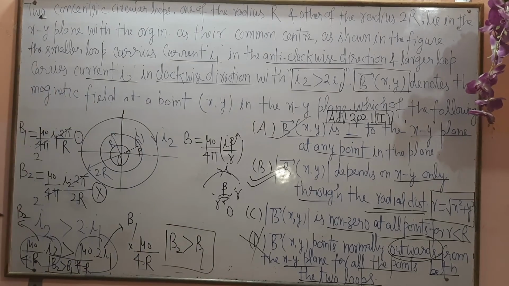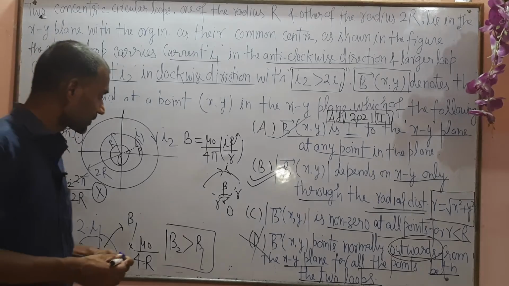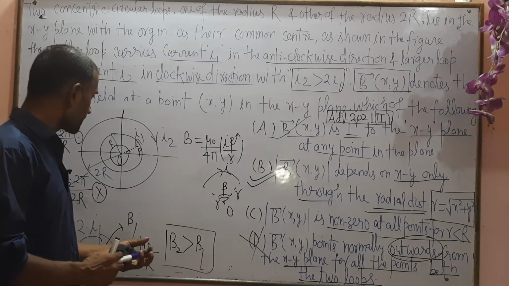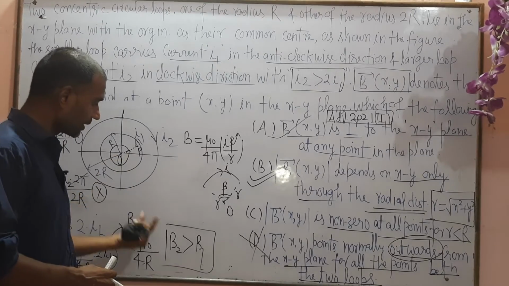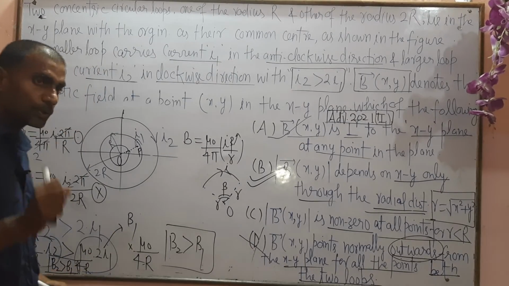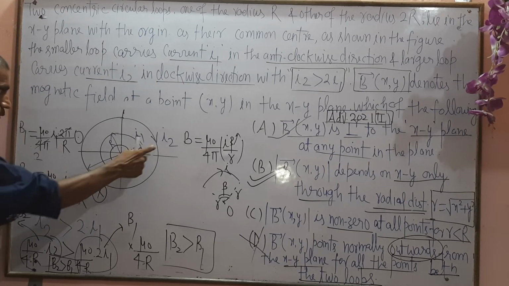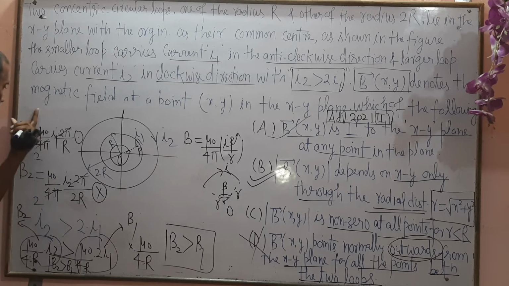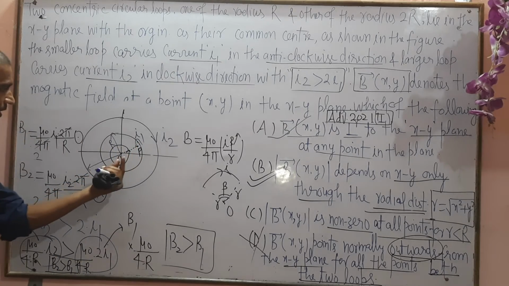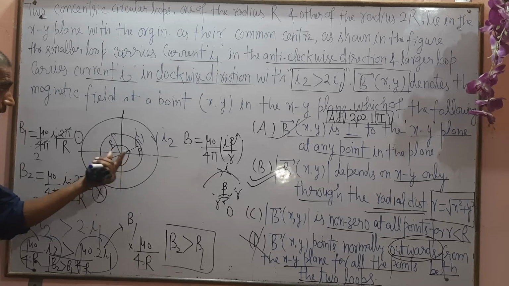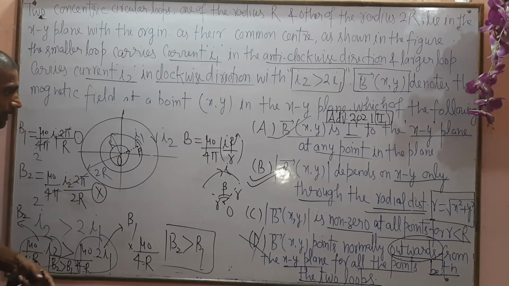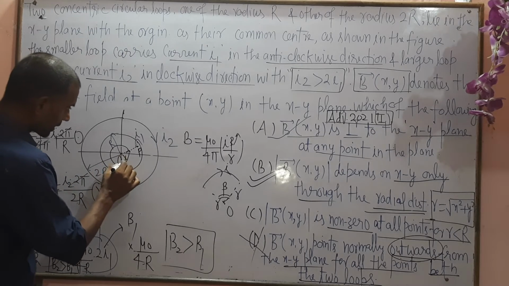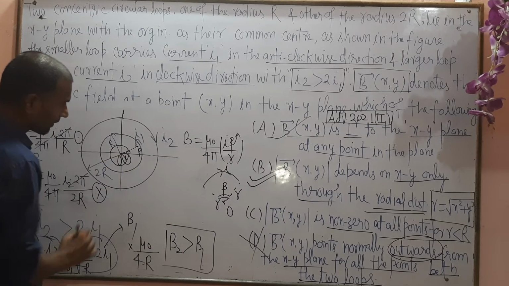So finally one important result comes out here: at center O, magnetic field B2 is greater than B1. B2 is the magnetic field due to I2, and its direction will be inside. B1 is the magnetic field due to I1, and its direction will be outside. So the net direction of magnetic field at point O will be inside.